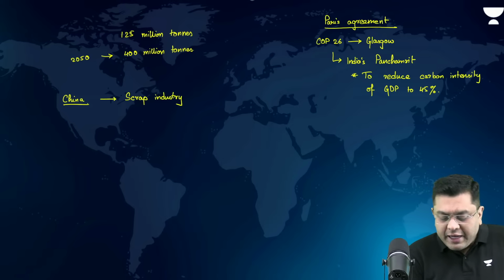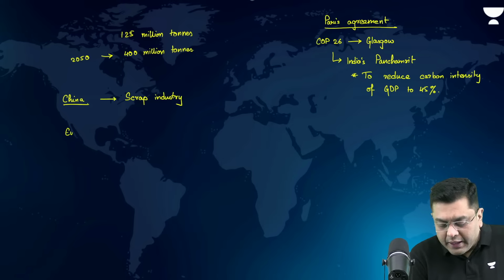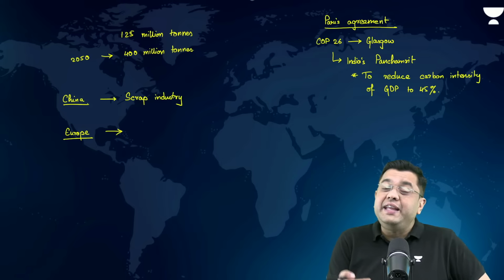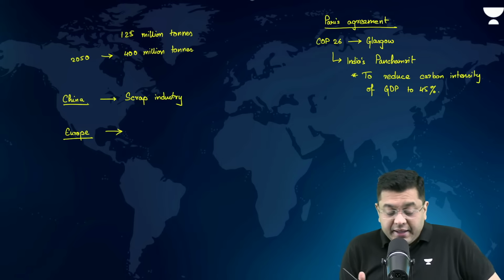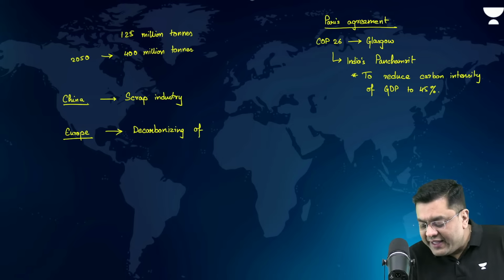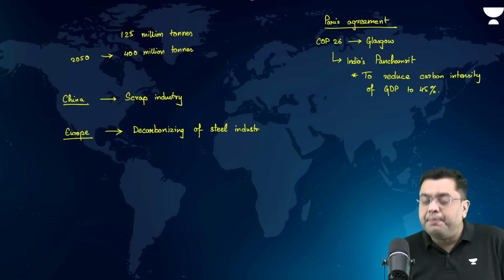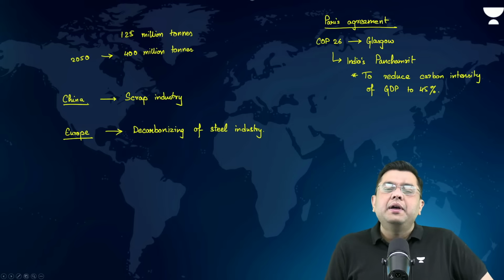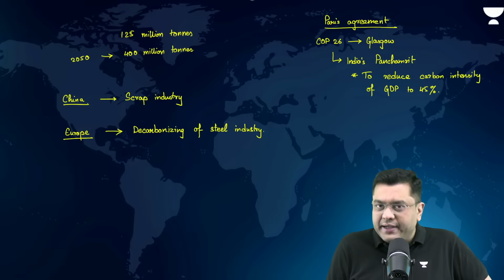Other than that, when you consider the region of Europe, Europe for the past couple of decades has been trying to decarbonize the steel industry. So the process of decarbonization has been carried out for the past 2 decades. Now, decarbonizing the steel industry does involve higher technological prowess and at the same time a matured renewable energy sector.